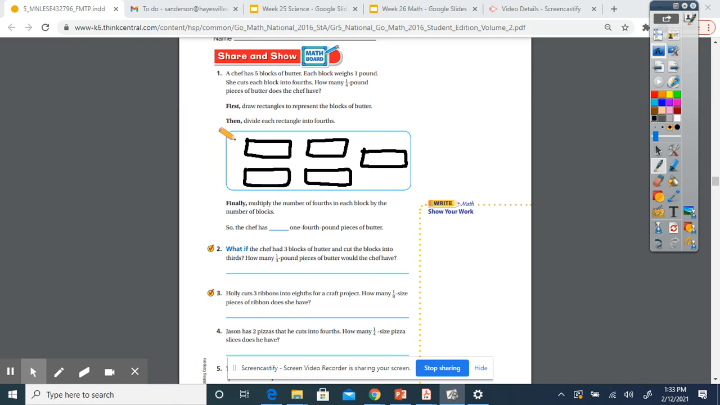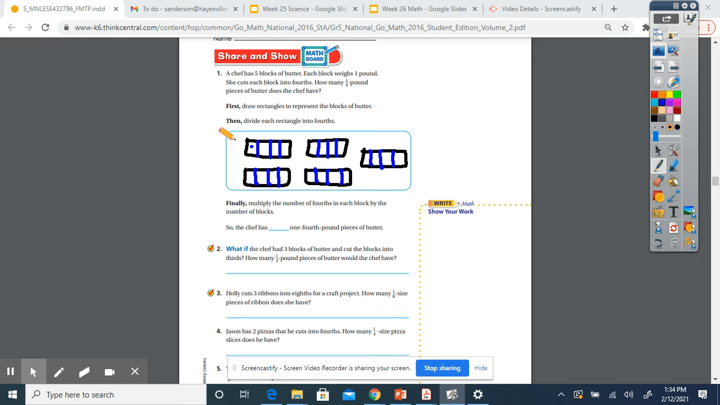She cuts them into 4s. So next we're going to go and divide them into fourths. That will be 3 lines, so that's 1, 2, 3, 4. So now all of the butter has been cut into fourth pieces. Now I have to figure out how many 1/4 pound pieces of butter the chef has.